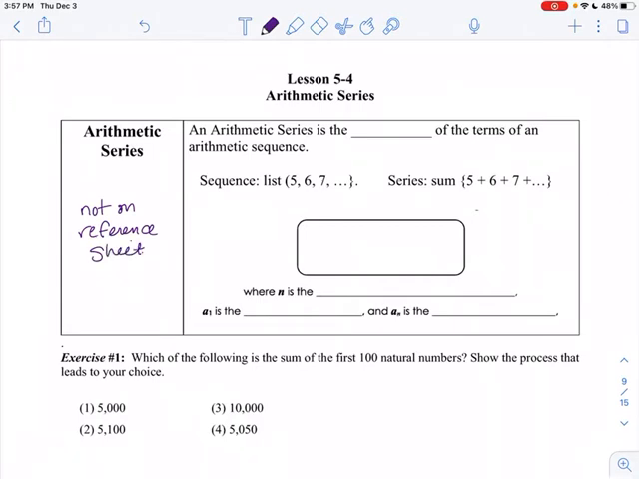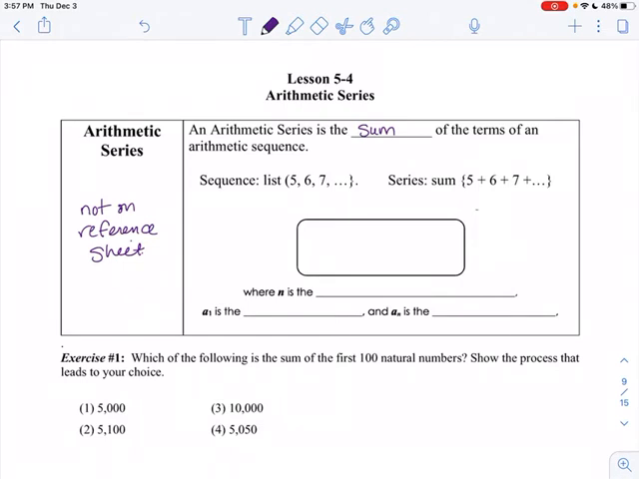But basically, an arithmetic series is the sum, meaning I'm going to add them all up, of all the terms of an arithmetic sequence. So remember, a sequence is just a list of numbers. An example of a sequence is 5, 6, 7, ... A series is the sum of all of those terms. So I would add 5 plus 6 plus 7 plus any of the other terms that came about.